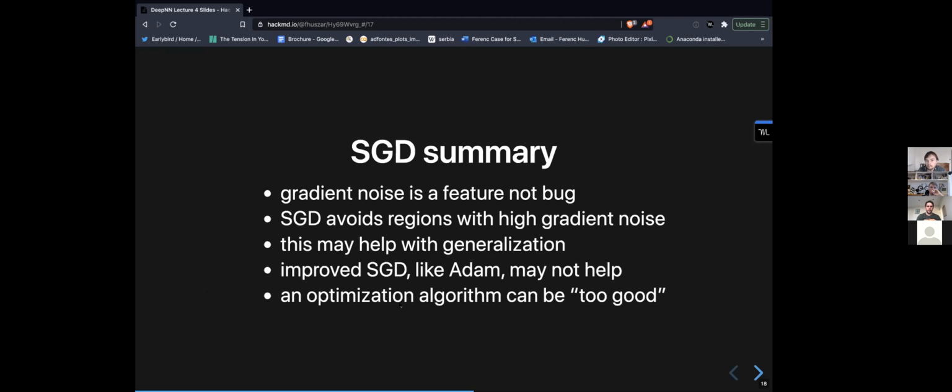And more generally, an optimization algorithm can be too good for deep learning. So if you try to fix the shortcomings of stochastic gradient descent, you might accidentally get rid of a key ingredient of the magic sauce that makes the whole thing work so well. So that's, I think, the moral of the story from some of these examples like Adam and this more advanced optimization method. So that's where I'm going to leave it.